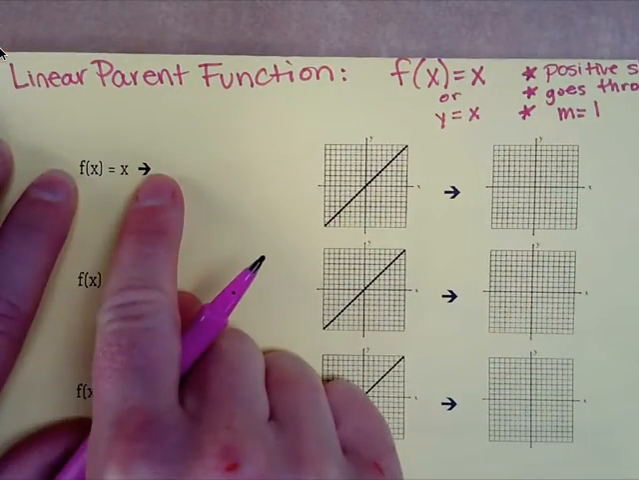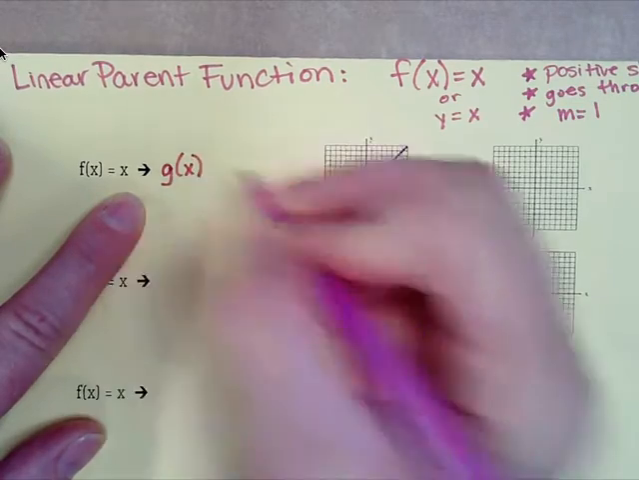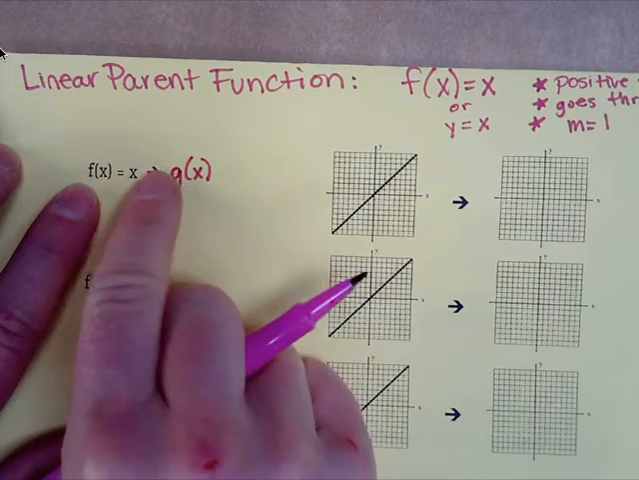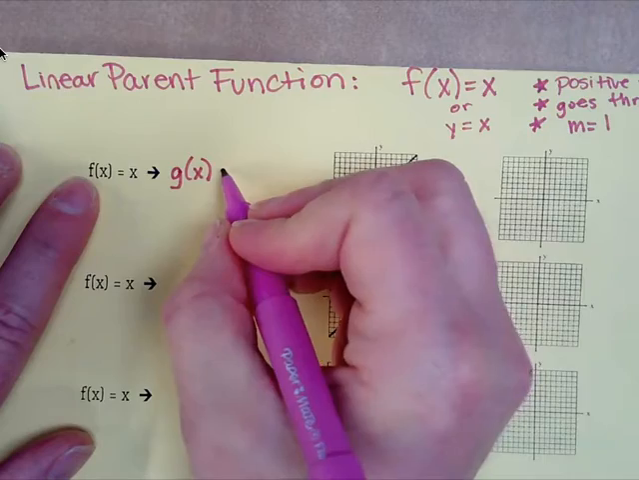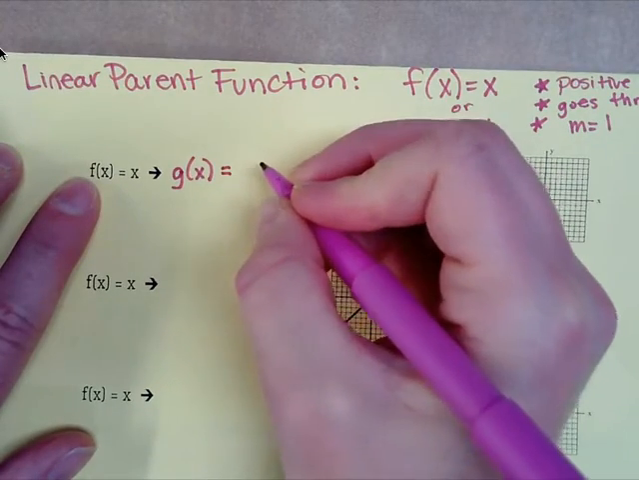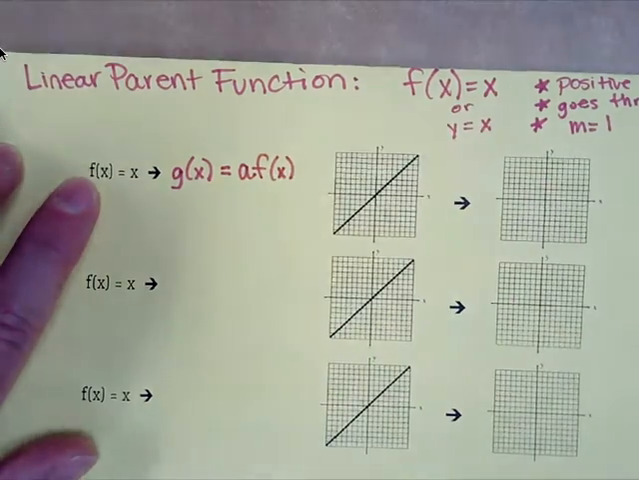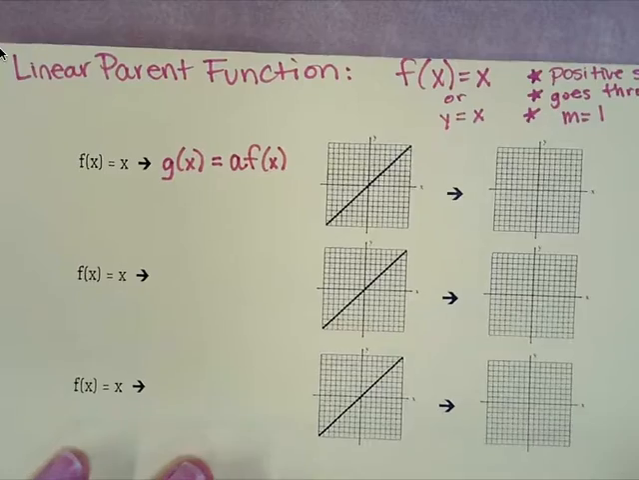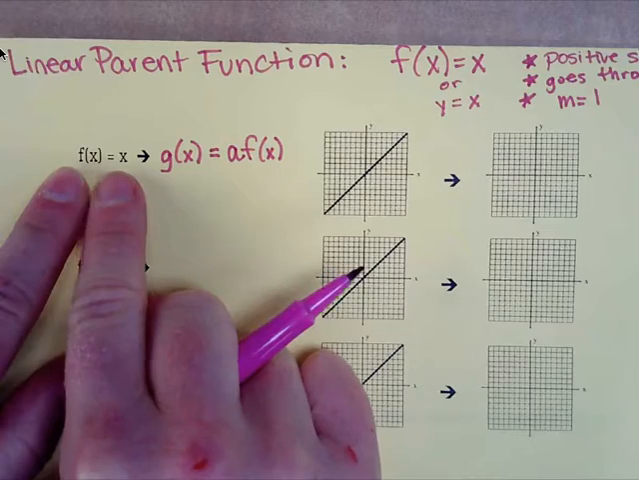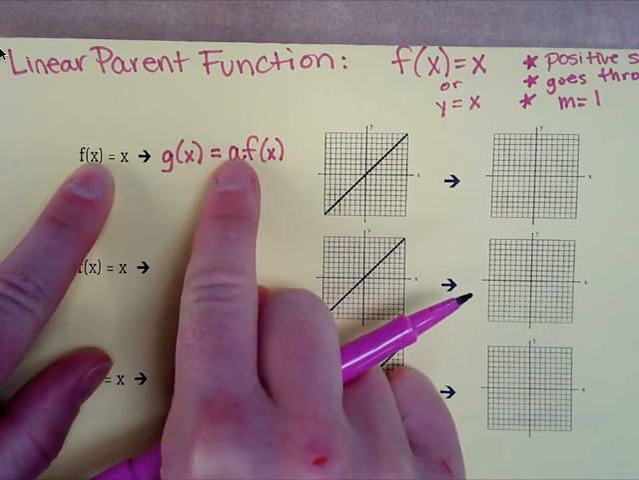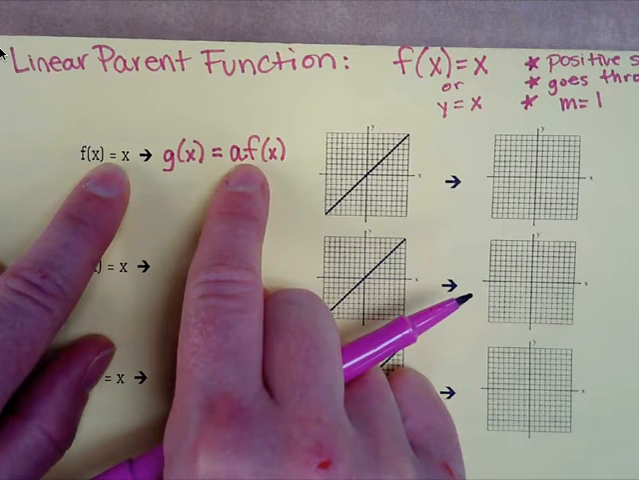So f of x equals x transforms to g of x or h of x or p of x or whatever. They can change this function name to anything. It changes the slope. So we're going to call this a times f of x. So it's taking what the linear function is, just y equals x, and multiplying that function times a value a. A can be anything. It could be 10, it could be 5.